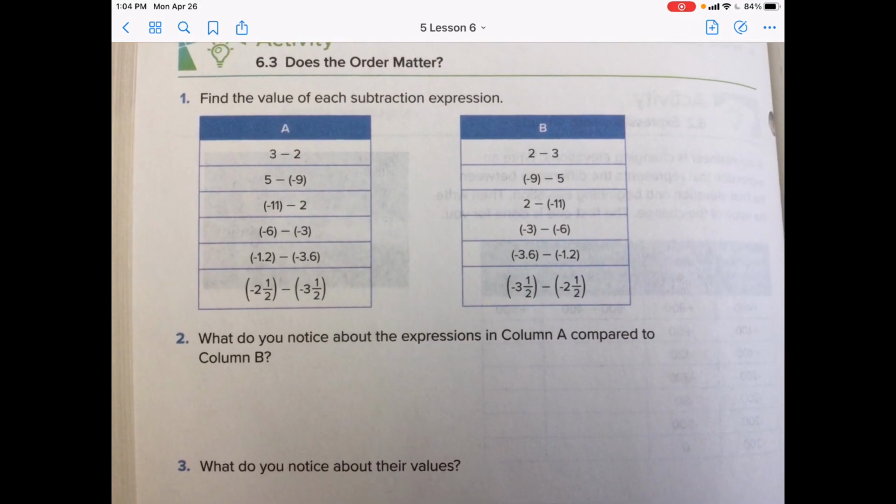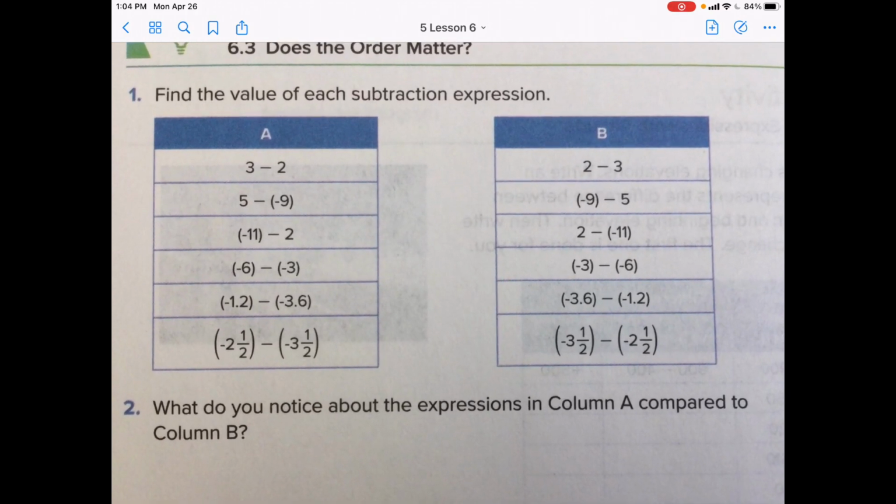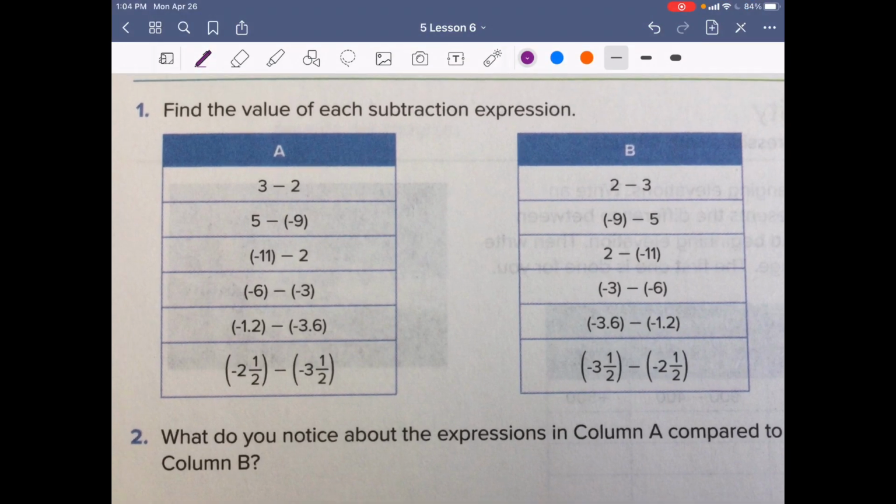Now we've got to find the value of each subtraction expression. So 3 minus 2 is 1. 5 minus negative 9, that double negative means we're going to add. So 5 plus 9 is 14. Negative 11 minus 2, we're going more negative. Negative 13. Negative 6 minus negative 3, so we're getting closer to 0. This would be negative 3.